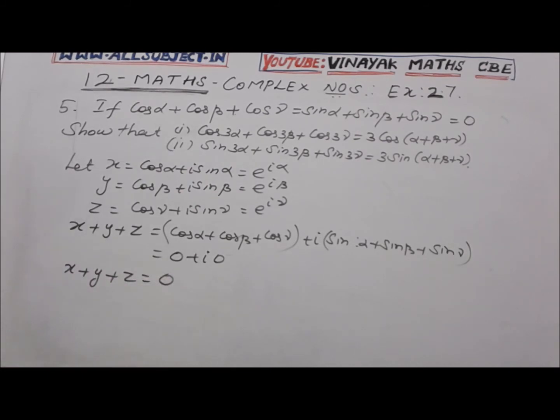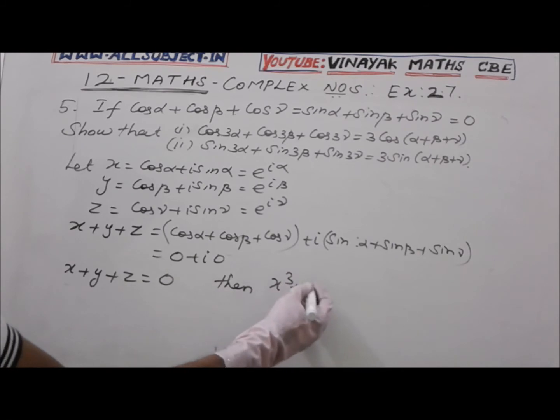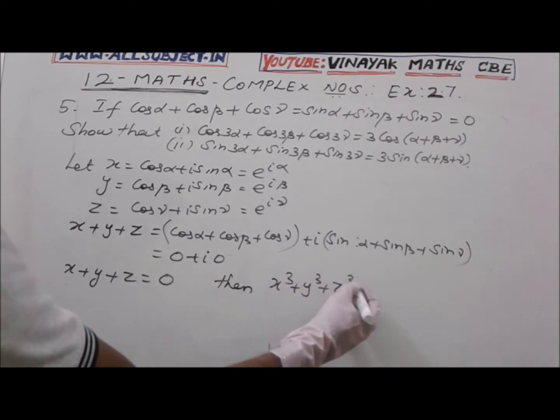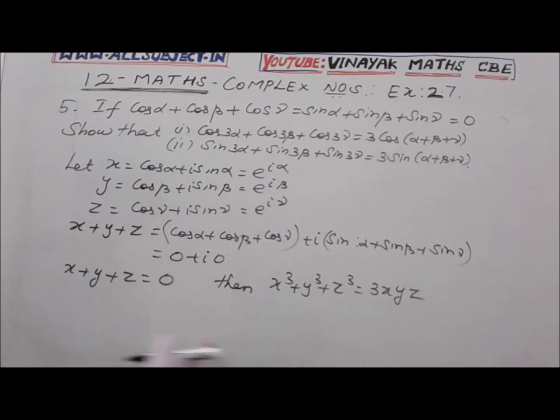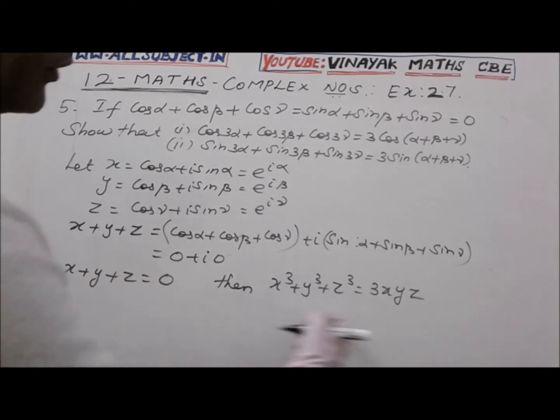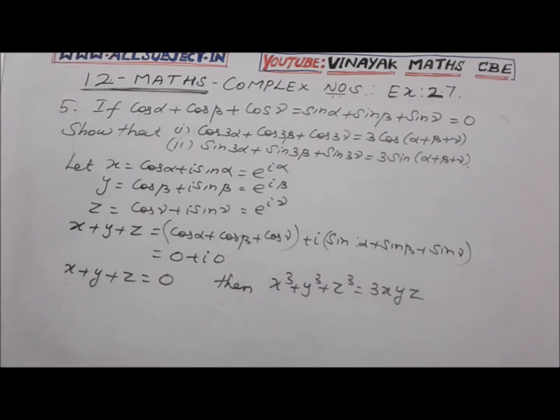In algebra we have the formula: if x plus y plus z equal to 0, then x cube plus y cube plus z cube equal to 3xyz. It is happening only when the sum of the terms, x plus y plus z, is equal to 0. Then it will be x cube plus y cube plus z cube equal to 3xyz. It will follow this.